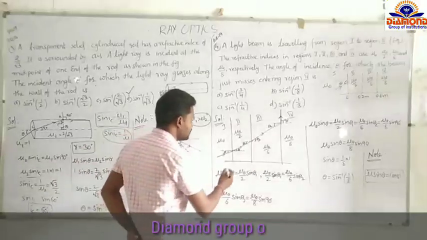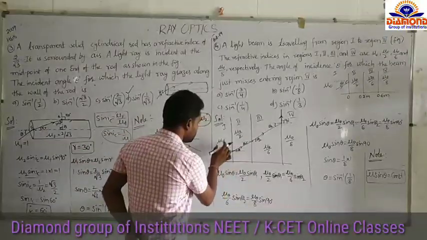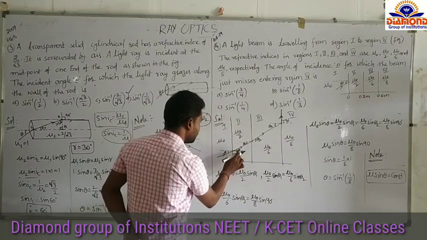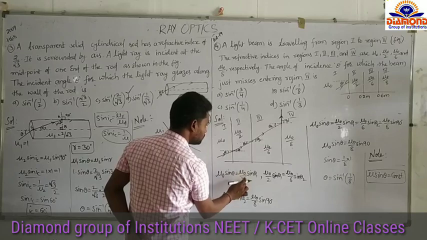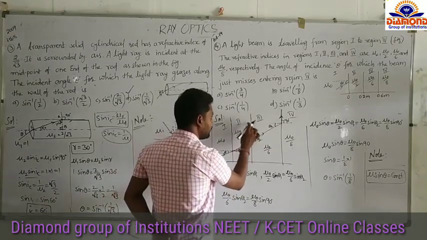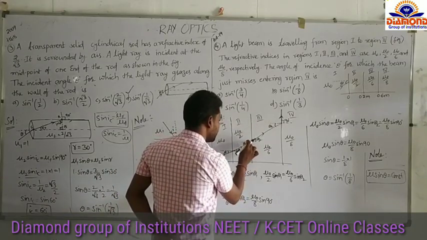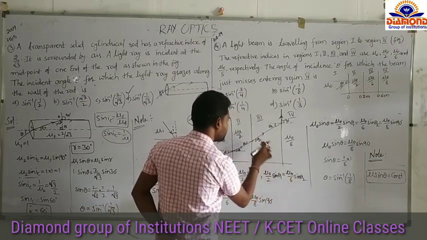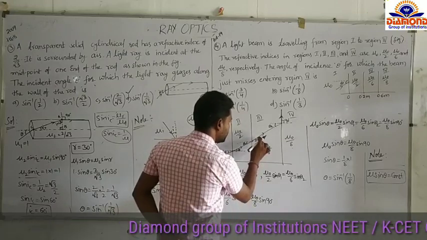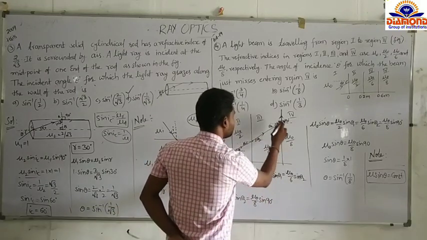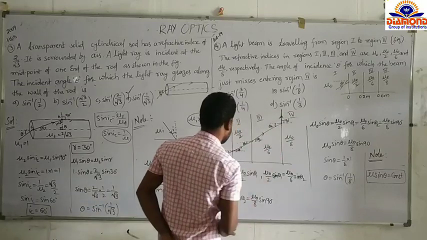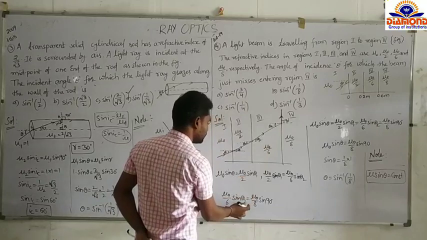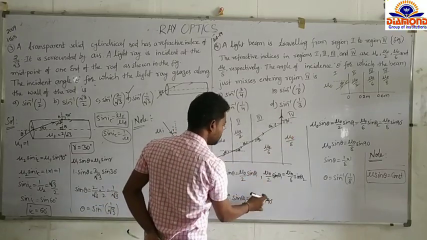Suppose I am applying Snell's law between the first region and second region. So here mu naught sine theta equal to the refractive index mu naught by 2. Here the angle is theta 1. So mu naught by 2 sine theta 1. So now apply Snell's law at the second and third region. So here the angle is theta 1. So mu naught by 2 sine theta 1 equal to the refractive index mu naught by 6, here the sine of the angle is theta 2. So sine theta 2. So apply Snell's law at the third and fourth also. Third's refractive index is mu naught by 6 and the sine of the angle here is theta 2. So sine theta 2 equal to here the refractive index mu naught by 8.